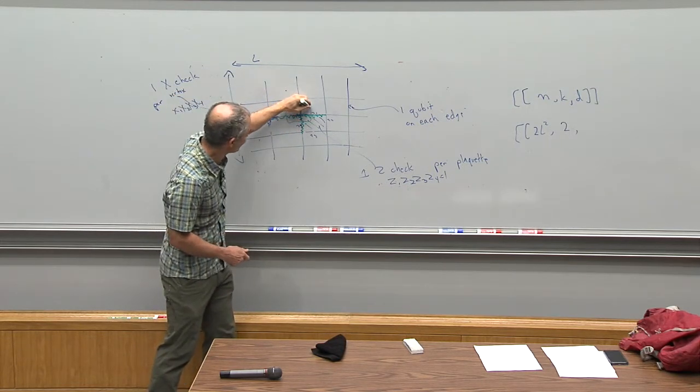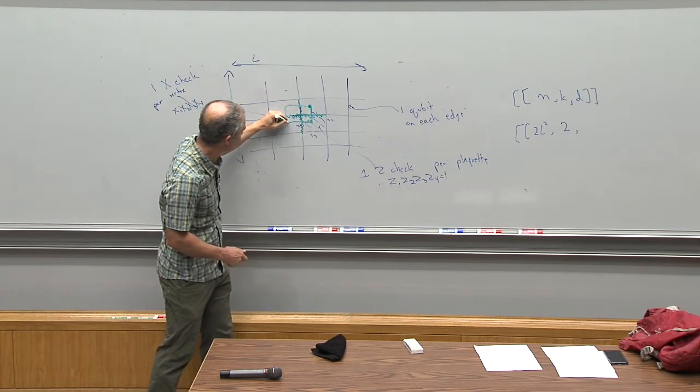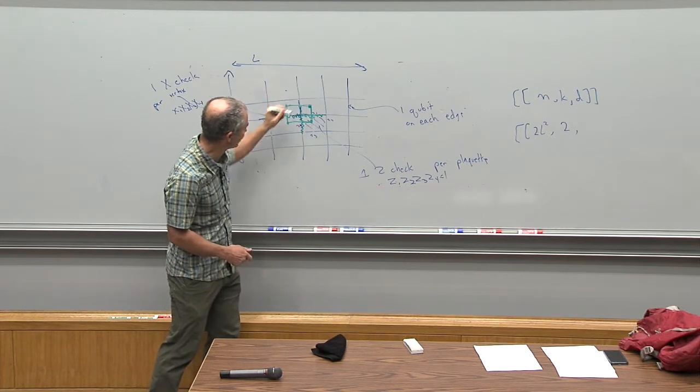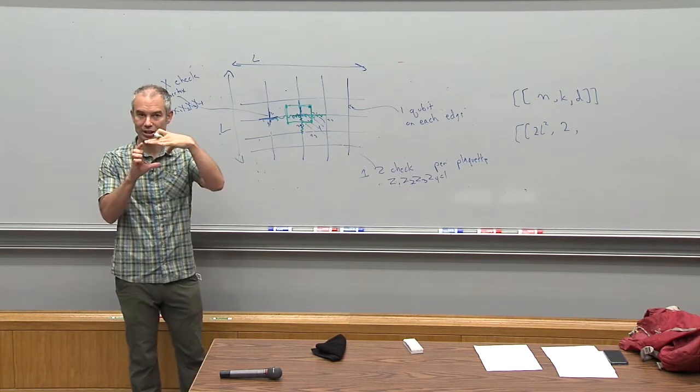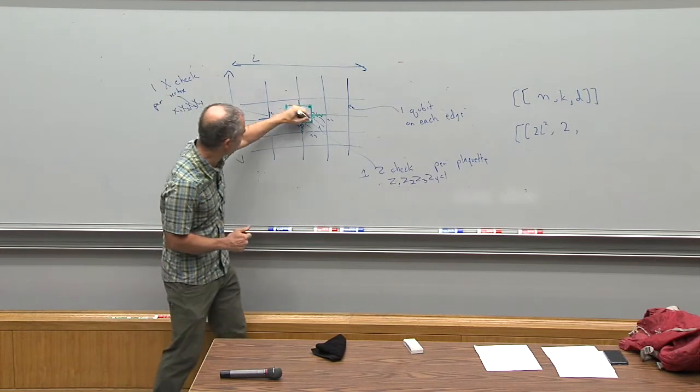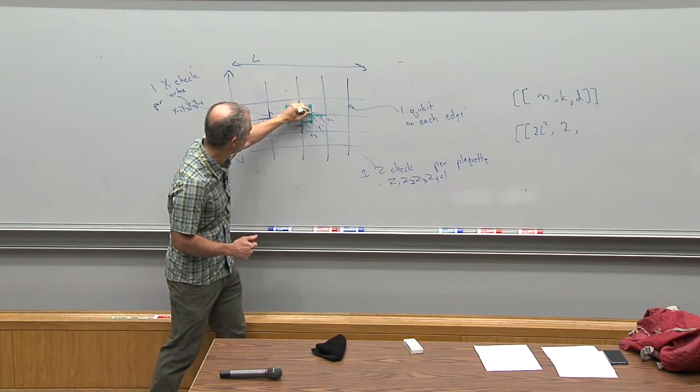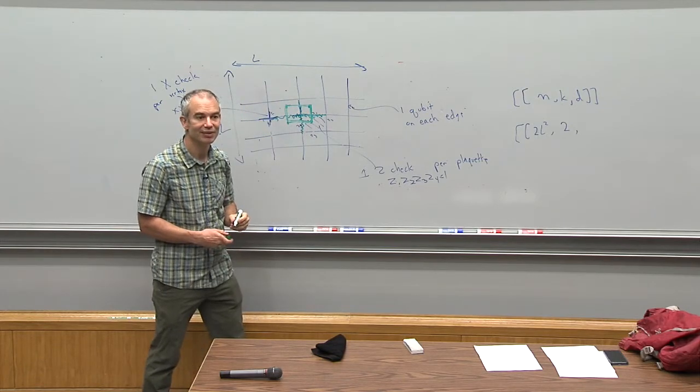Actually, what I'm drawing is a line on the dual lattice, so I'm drawing between vertices like that. You can draw these really short lines. Dual lattice means I'm connecting points in the center of a plaquette, and if it crosses an edge, that means you flip it. So we're doing the Z check here.